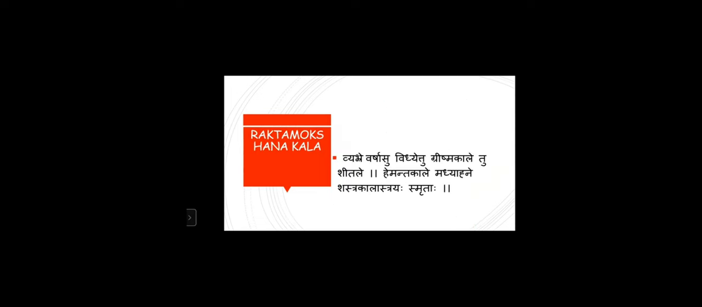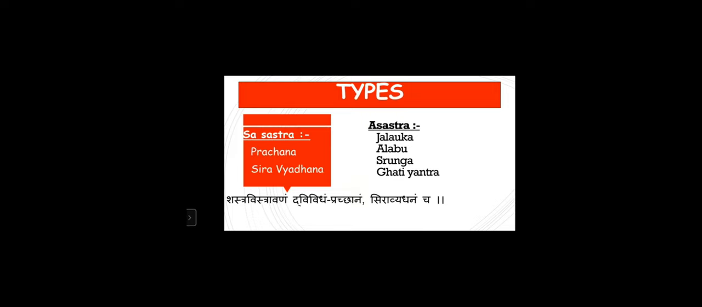Then coming to the kala, three kalas are explained: in Varsha ritu when there is no cloud, in Grishma kala when it is not very hot, and in Hemanta a little cold, during Madhyahna. All these three kalas are explained. In types, Sashastra and Ashastra are given. Prachhana, I told, uses the blade or scalpel as Prachhana shastra. Then Kutharika, Vrihimukha or any Suchi we can use in case of Siraveda. Ashastra are Jalauka, Alabu, Shringa and Ghati.